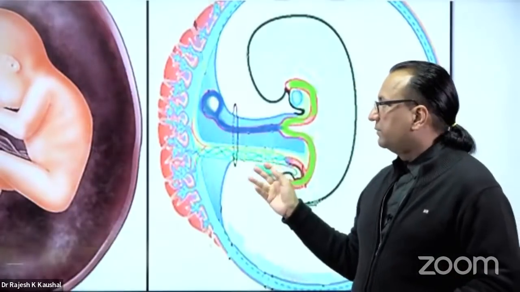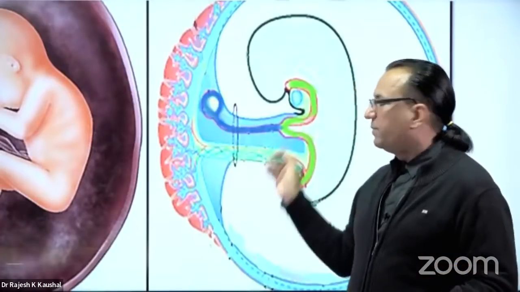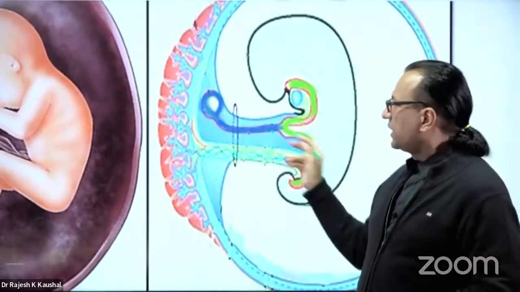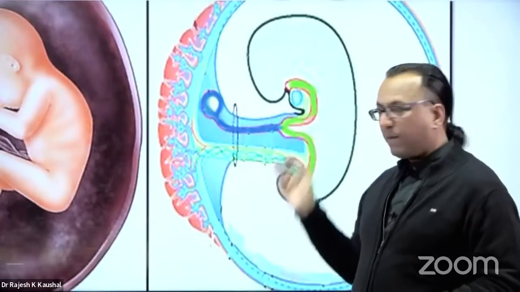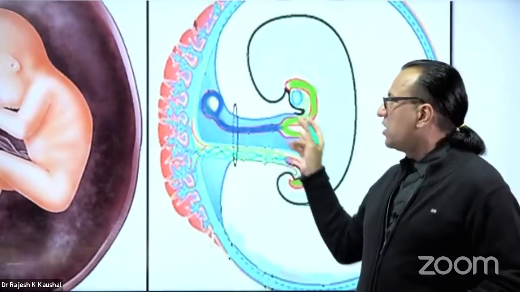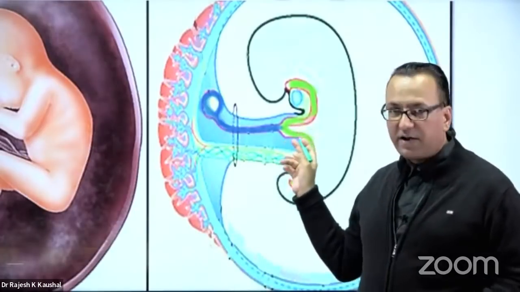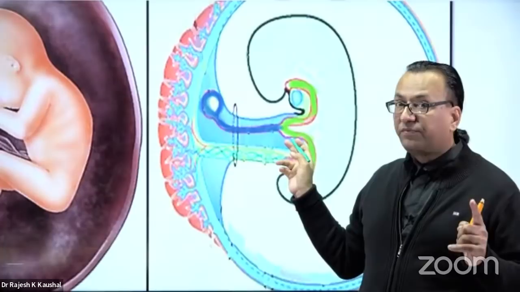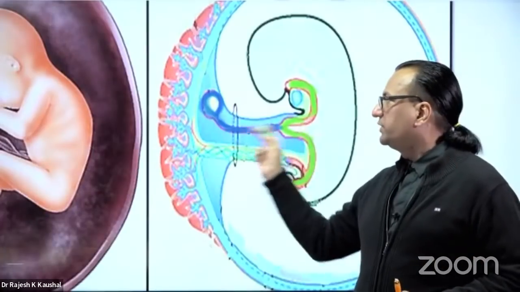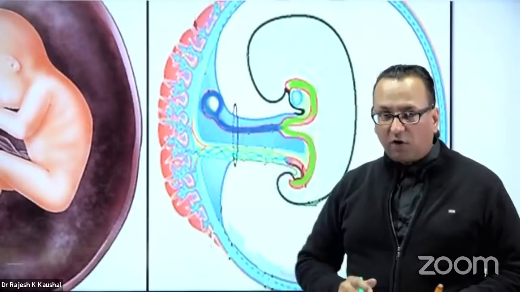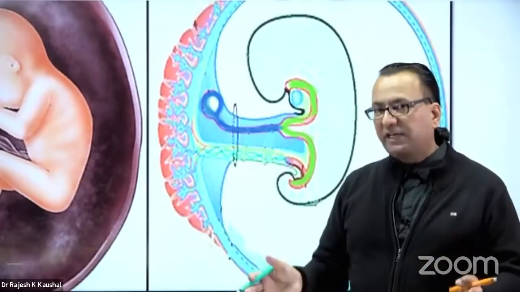Now, after some time, the yolk sac will disappear. The vitello-intestinal duct will be obliterated. The midgut will go back into the abdominal cavity as the abdominal cavity becomes larger, the regression of the physiological umbilical hernia, that is normal. If there's a non-regression of the physiological umbilical hernia, we will call it omphalocele. That is a different entity.